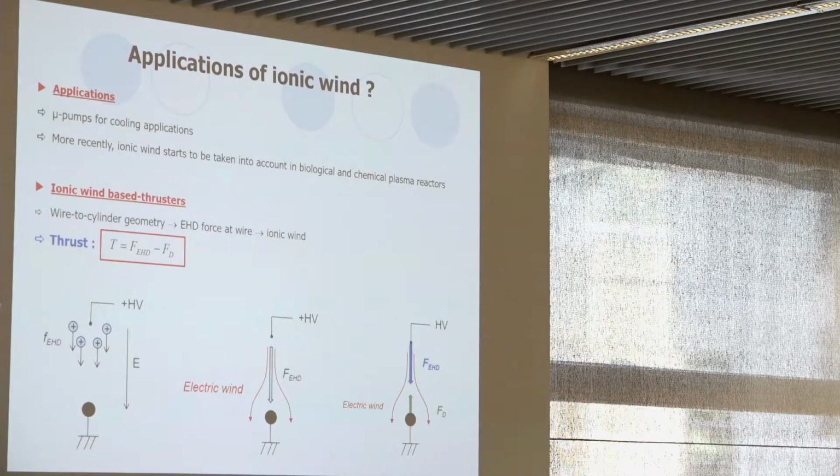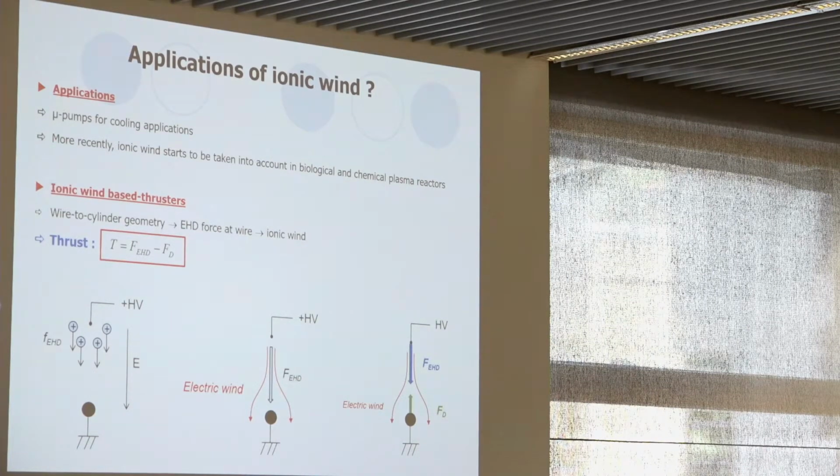And more recently, ionic wind has started to be taken into account in the biological and chemical plasma reactors, because the main application of this discharge is in chemistry and biology. But there is a new topic. It is an ionic wind thruster.